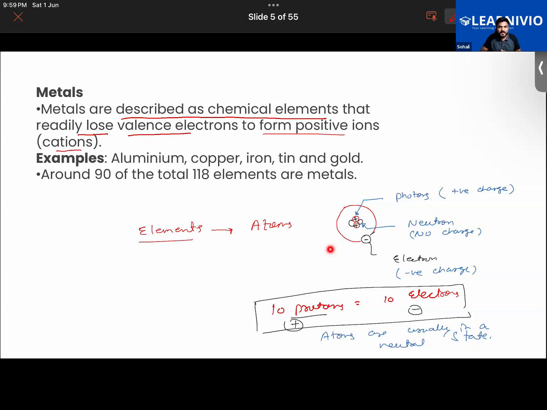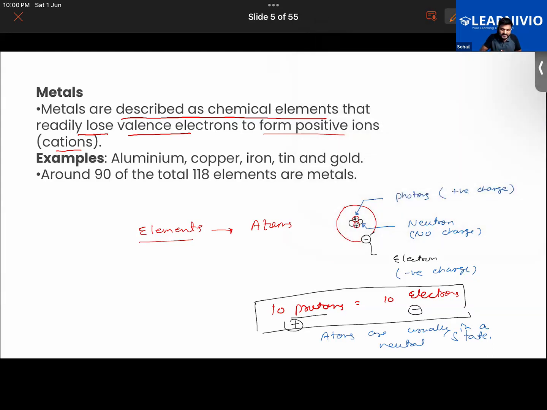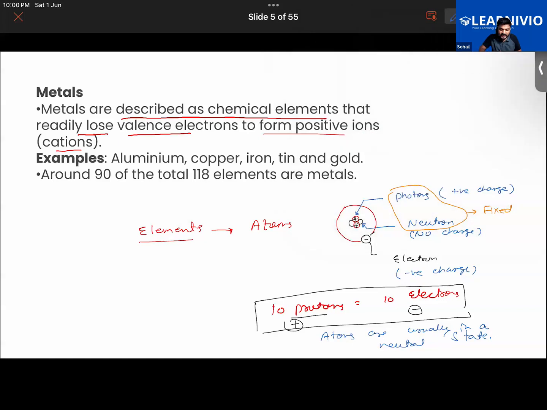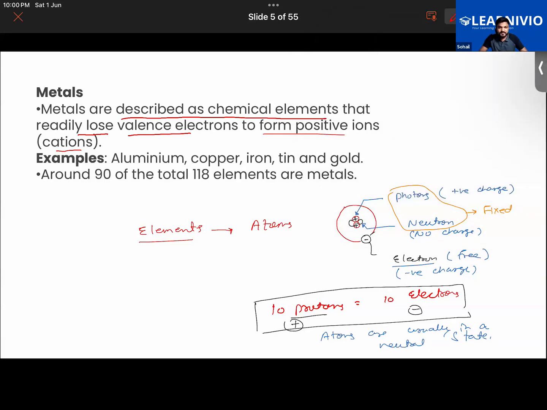One more thing you need to know, that protons and neutrons are fixed. They can't move. They can't change their position. But electrons are free. They can move from one atom to another.